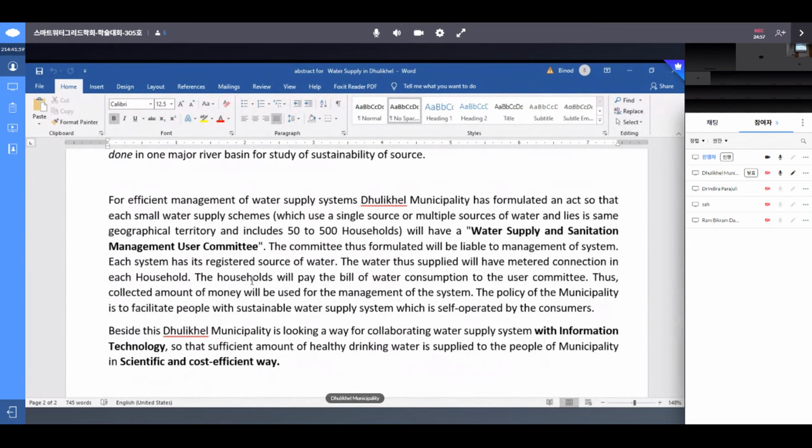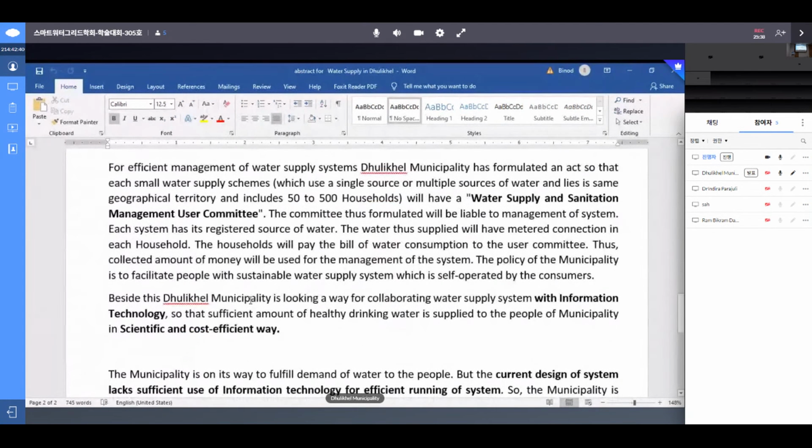For efficient management of the water supply system, the municipality has formulated an act where people get water from a single source or multiple sources lying in the same geographical territory, including 50 to 500 households. Those will be 28 different schemes. Each scheme will have a water supply and sanitation management user committee, which will be liable for management of the system. The households will pay the bill for water consumption to the user committee, and they will manage it by themselves.